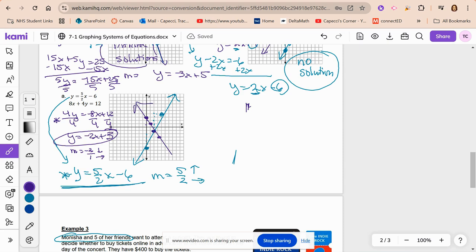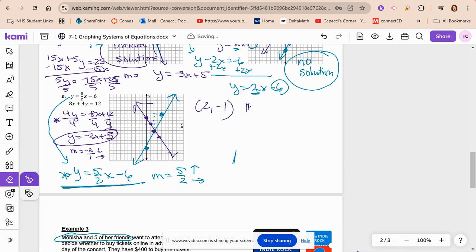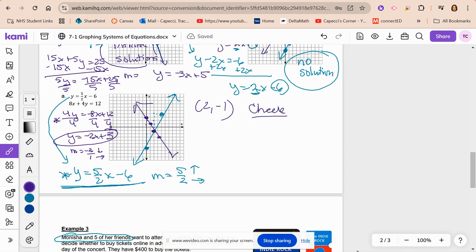So again, at this point, my point of intersection, we touched right here. So that is 2, negative 1, right? That's my point of intersection. That's where both those lines meet. So again, we're going to do a quick check on this, just like we did earlier in the video, just to make sure my answers are right.